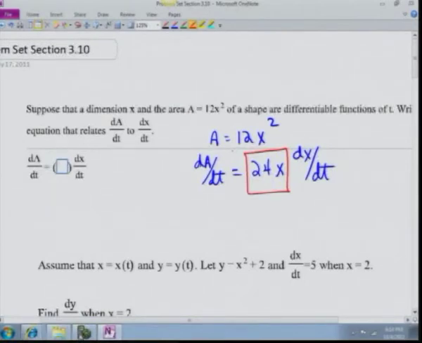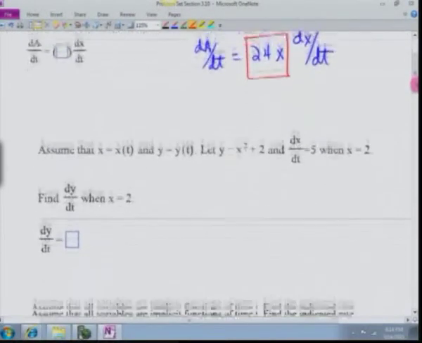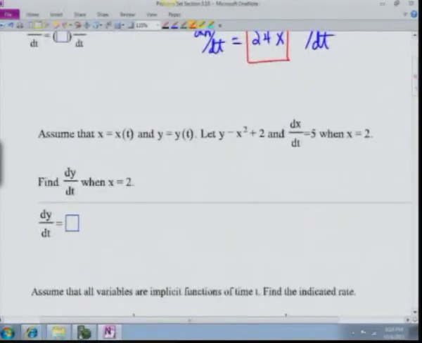So it's just like everything we've been doing. They do get a little bit more complex. Okay, assume this one. We've got y equals x squared plus 2, and it gives you the equation. It gives you dx dt is 5 when x is 2. Find dy dt when x is 2.